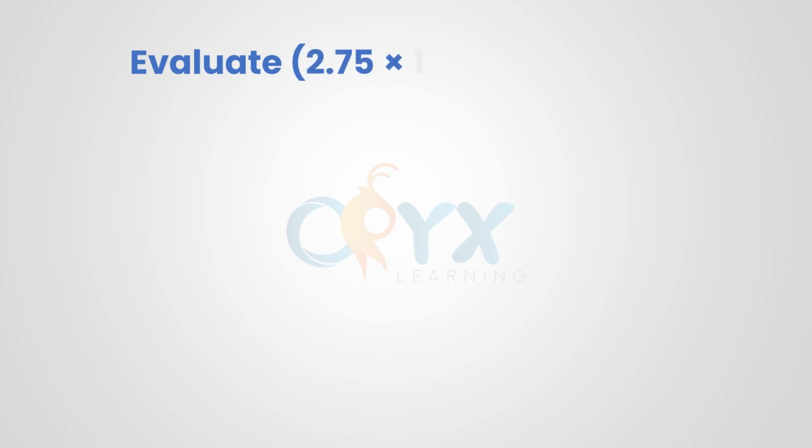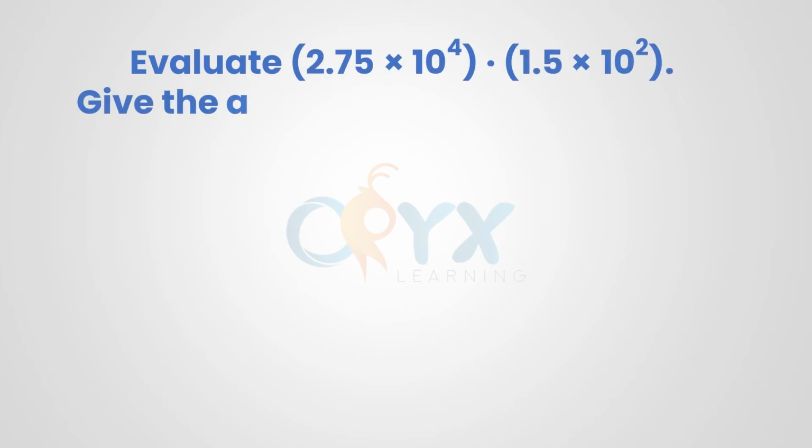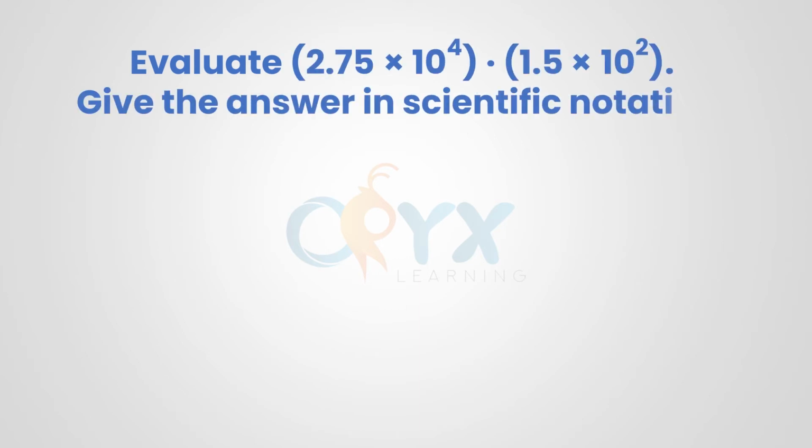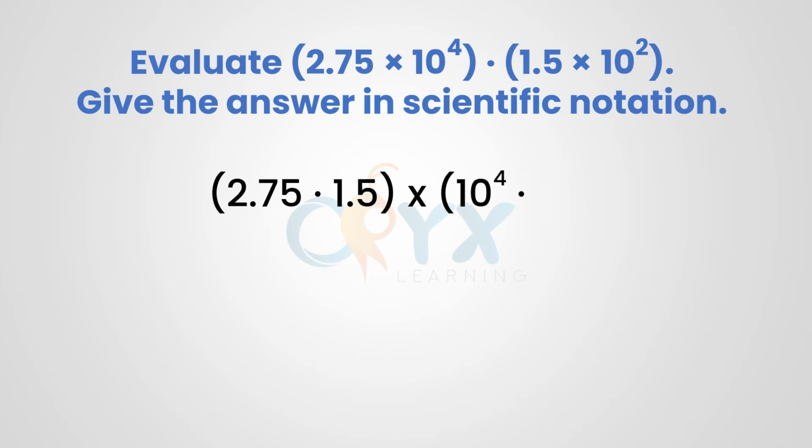Next, we will evaluate 2.75 times 10 to the fourth times 1.5 times 10 squared. I'm going to give the answer in scientific notation. So as shown in the example, we will first rewrite the problem using our commutative and associative properties to make it 2.75 times 1.5 times 10 to the fourth times 10 squared.